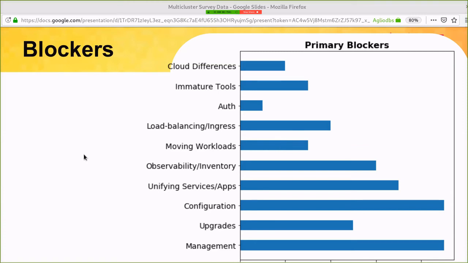Quick question about the upgrades item. Do you know whether that was, or to what extent it addressed cluster upgrades as opposed to application upgrades across multiple clusters?